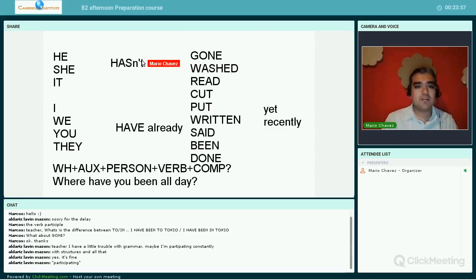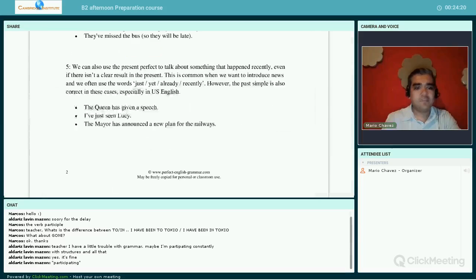Or it can be also here. I haven't seen Joanna recently, or I haven't recently seen Joanna. Okay, so that's more or less the way we use it. Recently at the end, just and already after the auxiliary. Just and already after the auxiliary, yet and recently at the end of the sentence. And here we have some examples.